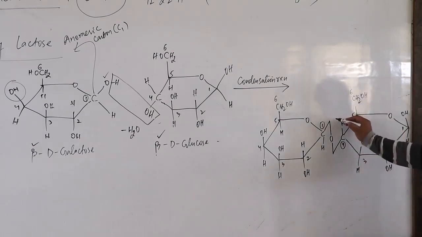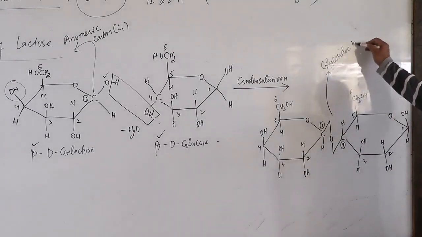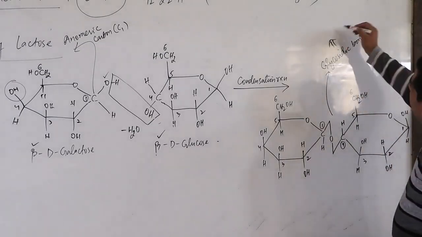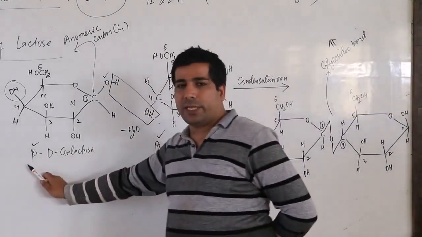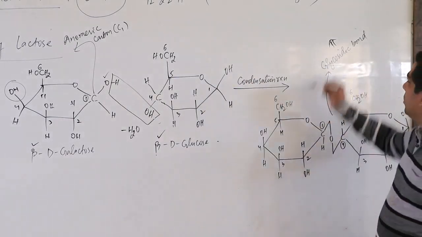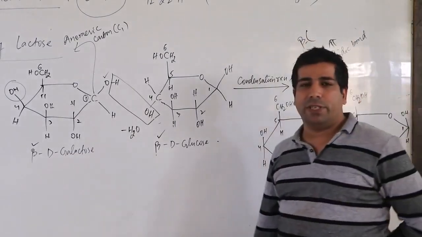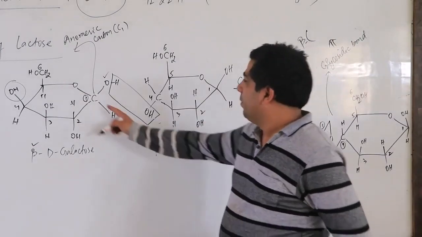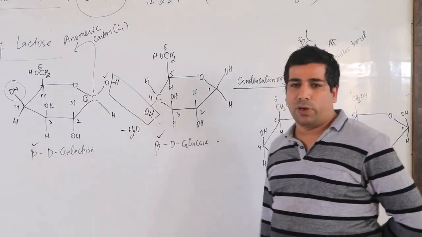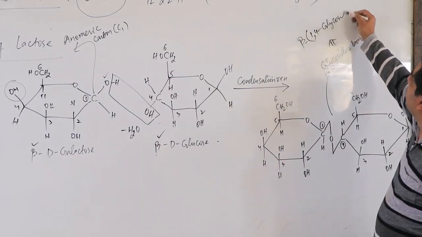Now this bond is our glycosidic bond. And I told you yesterday it's a covalent bond, correct? Remember, this is beta sugar, this is also beta sugar. So two beta sugar molecules are interacting, so I can also call it beta. Between which carbon and which carbon is the bond formed? The first carbon of galactose and the fourth carbon of glucose. So I will write down 1,4 glycosidic bond.